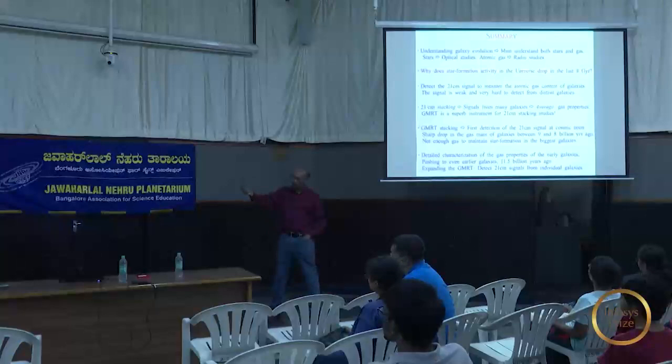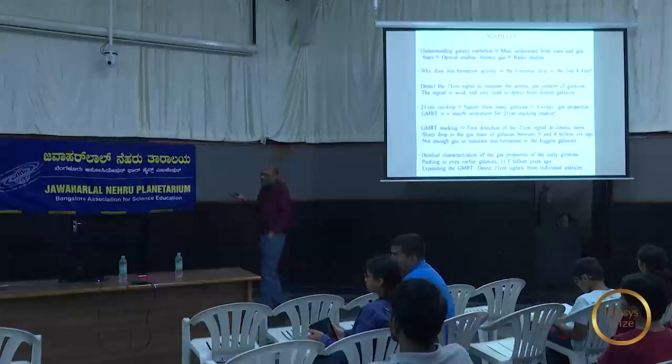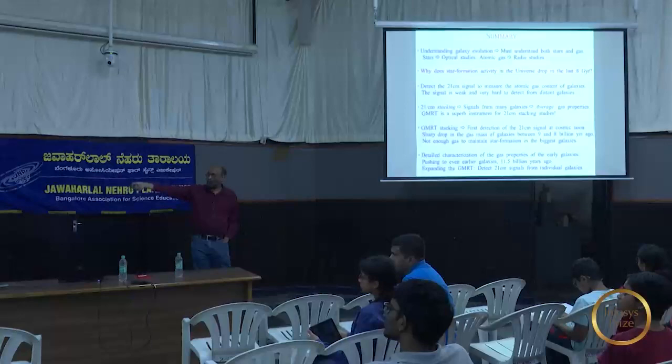And what this is telling us is that there's just not enough gas to maintain star formation in these biggest galaxies. And we also found that it's the biggest galaxies that show this drop, not the smaller ones. So what's next? What's next, of course, is that we're doing a detailed characterization of the gas properties of these galaxies up to about 9.5 billion years ago, with that yellow region that I talked about.